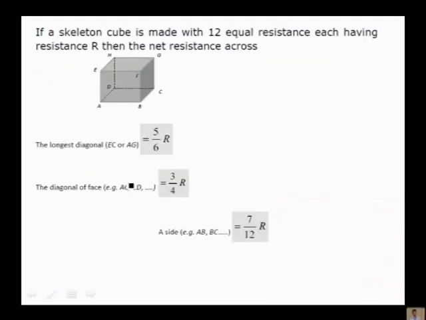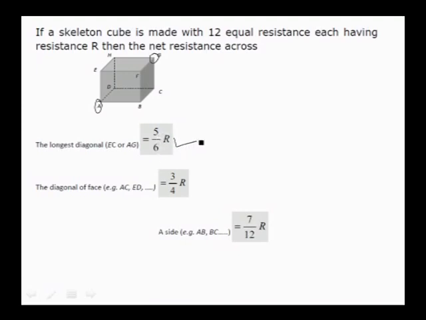Next, this is one of the most important problems. It requires a lot of steps to calculate, but here we are given a shortcut. This is a skeleton of a cube. All the sides of this skeleton have resistance equal to R. Now I would like to calculate the resistance between the longest diagonal. The longest diagonal in this problem, I consider this is A and this is G. The resistance between A and G is given by 5 divided by 6 into R.